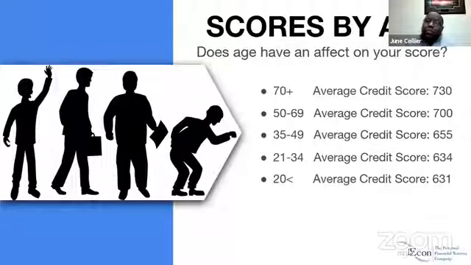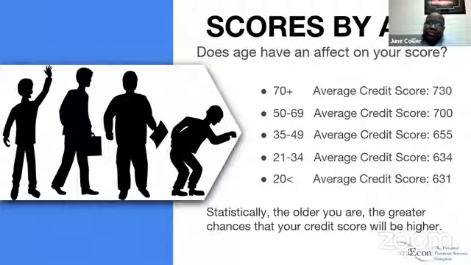But one of the more important things that you should know is that one of the pieces that determine your credit score is called credit history, length of credit history. When we talk about length of credit history, if you're an older person, obviously you have lived longer and possibly have credit history that's longer than folks that are younger than yourself. So those are some of the things that we look at when we look at age. Statistically, the older you are, the greater chances that your credit score will be higher.